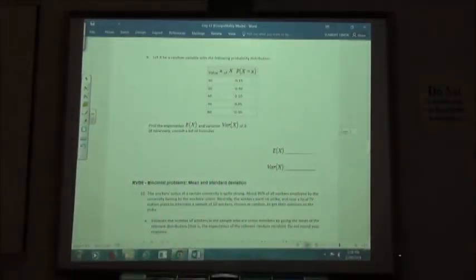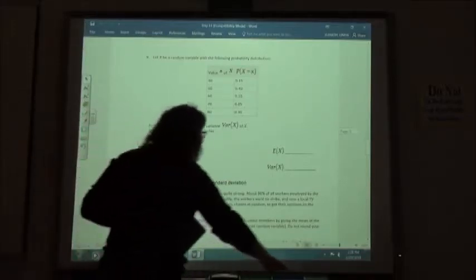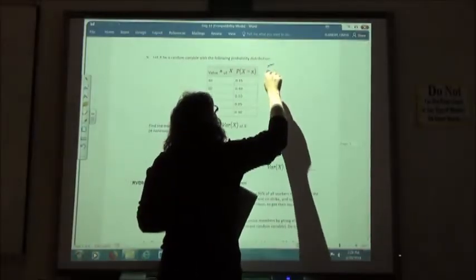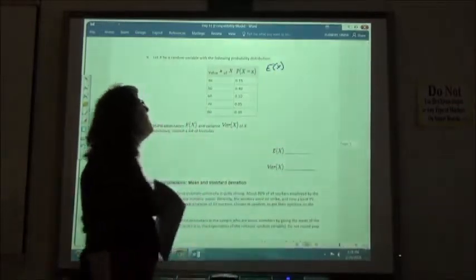So number 9, again, first of all, we want to find our expectation. So if we're going to find our expectation, what are we going to do?